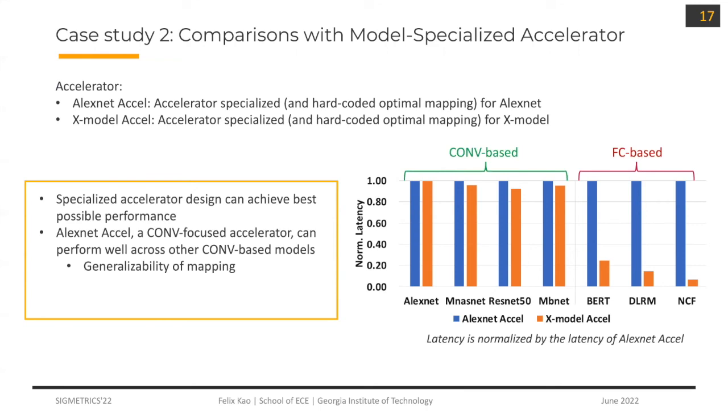Next, if we group the models by convolution-based and fully connected-based, we can see a clear trend of performance difference between them. AlexNet accelerator, as an accelerator originally tailored for a convolution-based model, can perform relatively well across other convolution-based models as well. It is because there is some general mapping idea that is transferable between convolution models, for example, the parallelism dimension choices and also the stationary choices.